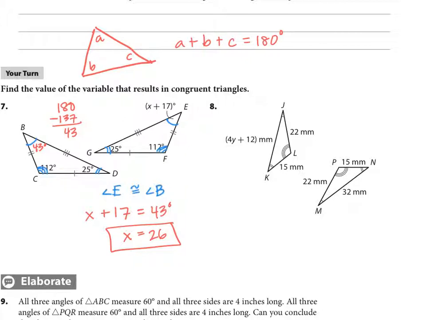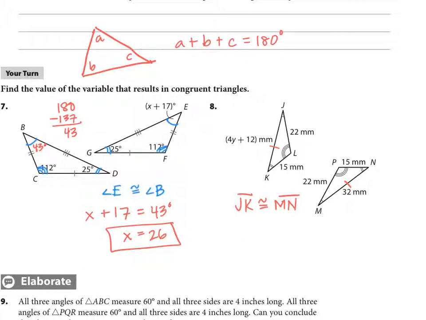Our variable y is side JK, right? 4y plus 12. And that corresponds to this side over here, MN. You can tell by looking at the angles. So this angle here, angle K, and the angle N correspond. J and M correspond, right? J and K, N and M. Or MN, I guess, going that way.